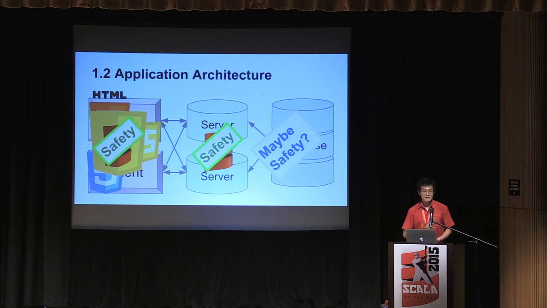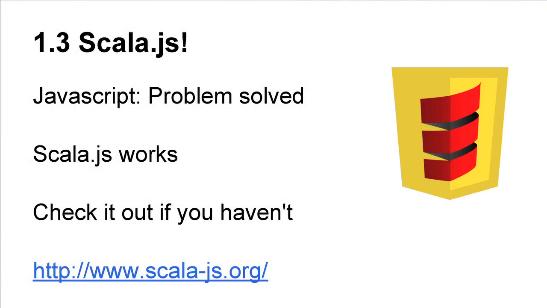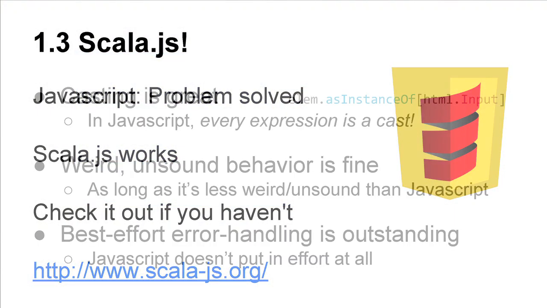Now with Scala.js, the front end has no reason to be any less type safe than the back end. And even the AJAX layer between the client and server, if you're using the correct tools, you cannot have a 404 because the compiler will enforce that your AJAX requests are well formed. So Scala.js works, it's great. If you haven't checked it out, you probably should.